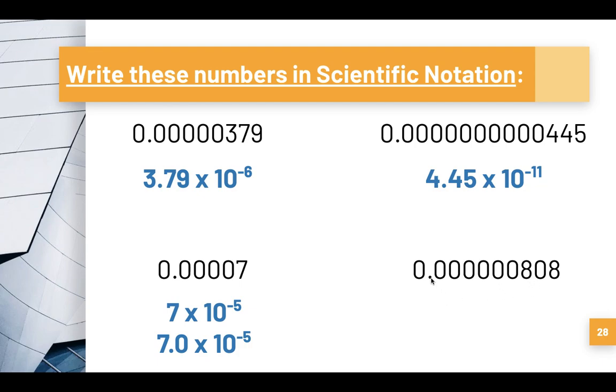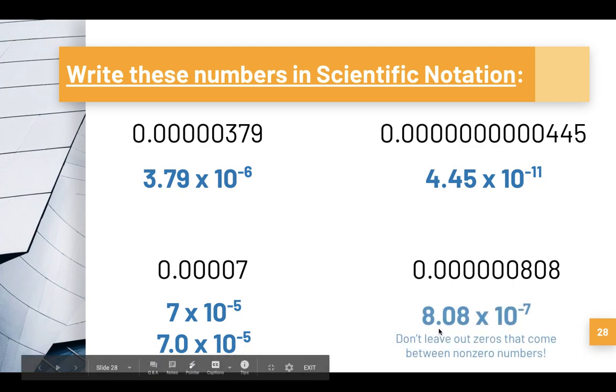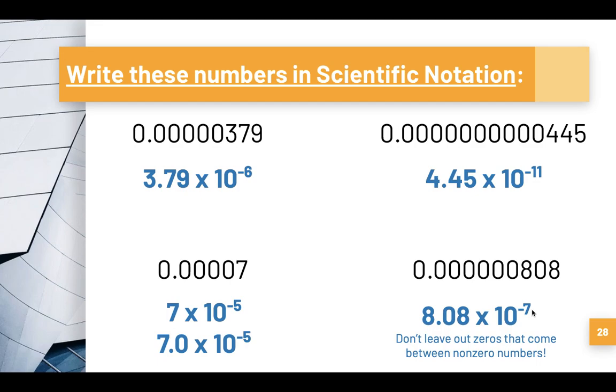Let's count how many places we moved. 1, 2, 3, 4, 5, 6, 7 places. So 8.08 times 10 to the negative 7th. Just make sure you don't leave out zeros that come between non-zero numbers. If you're getting hung up on these, please let your teacher know.